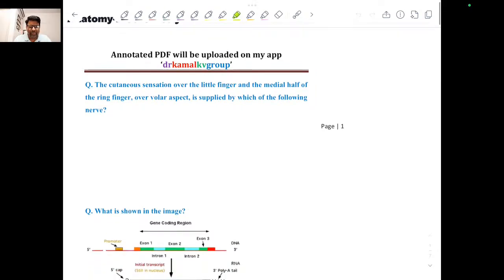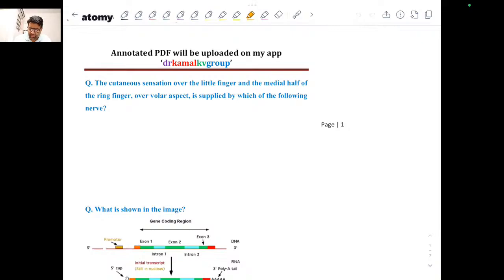So the very first question is from Anatomy, where the question was: cutaneous sensation of the little finger and the medial half of the ring finger over the volar aspect of the hand is provided by which nerve? Now I think this is a very basic question which has been taught to you right from your initial days. So it's like volar aspect, clear, and this is the little finger and the medial half of the ring finger.